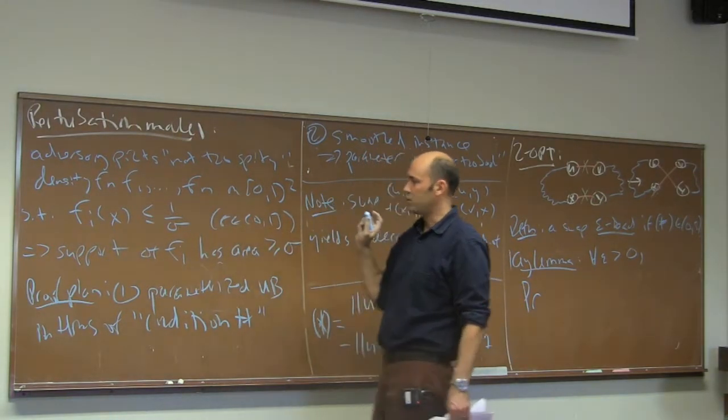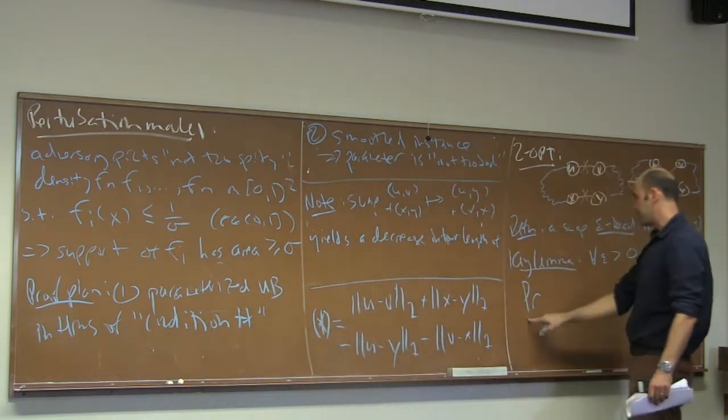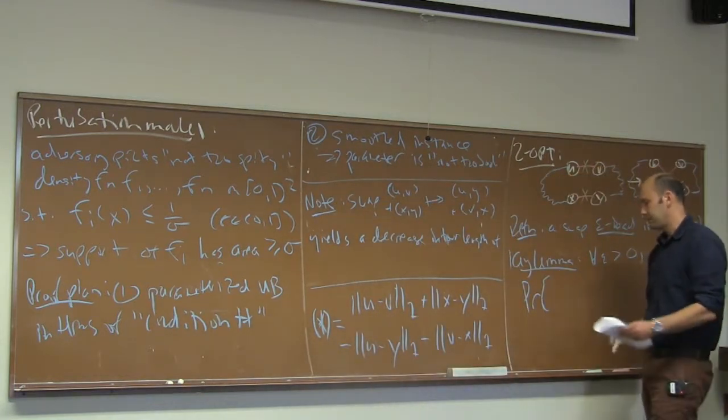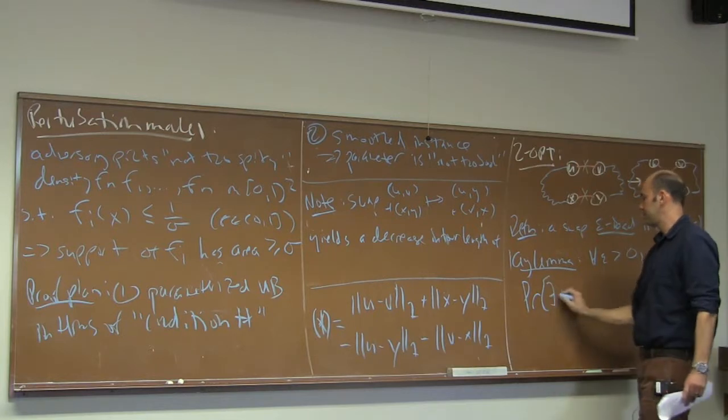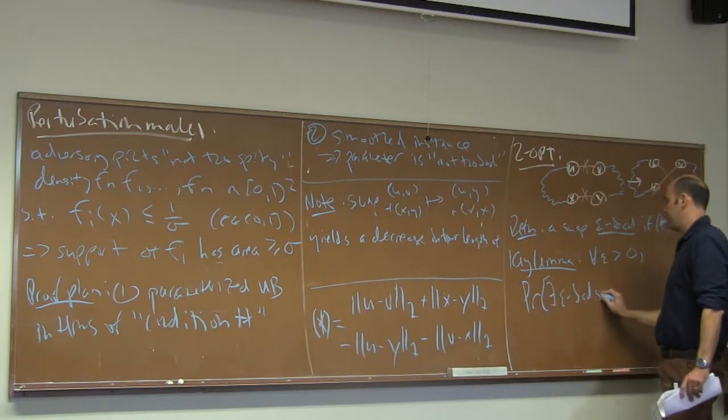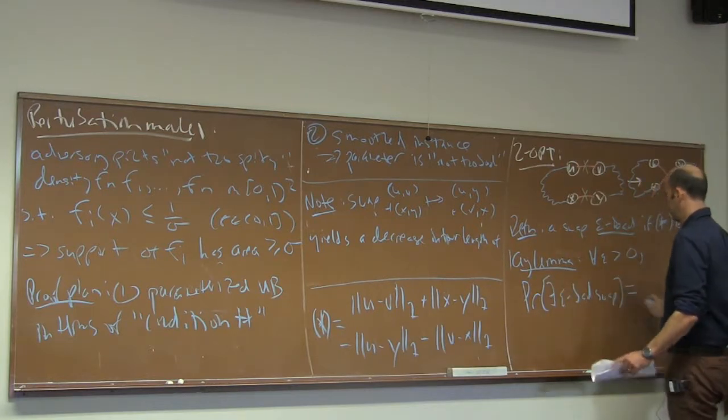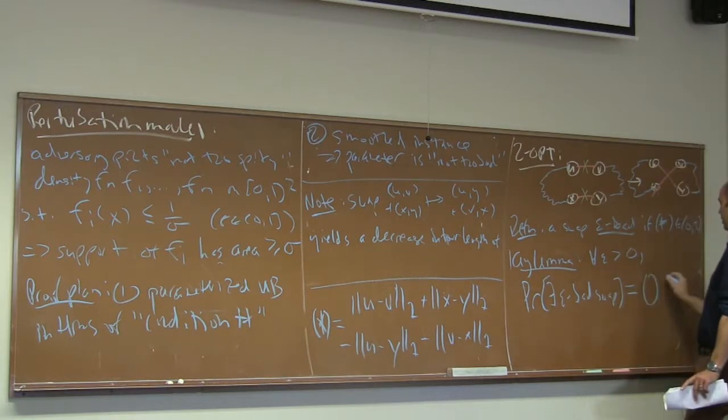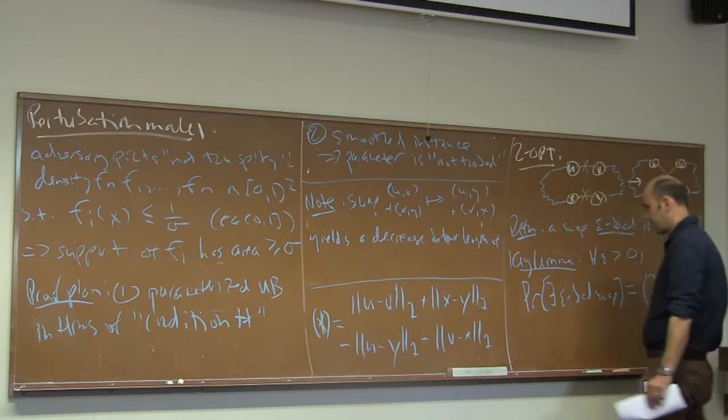So the points are drawn at random. The probability over the points, over the input, that there exists an epsilon-bad swap is at most epsilon over sigma n to the 4th.